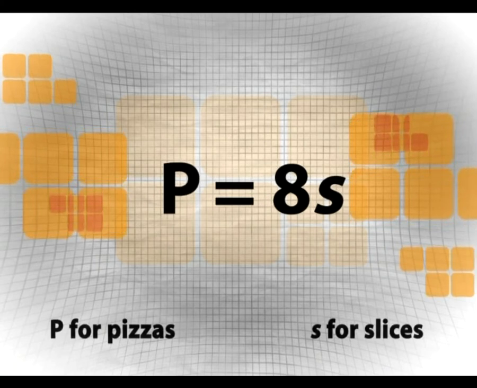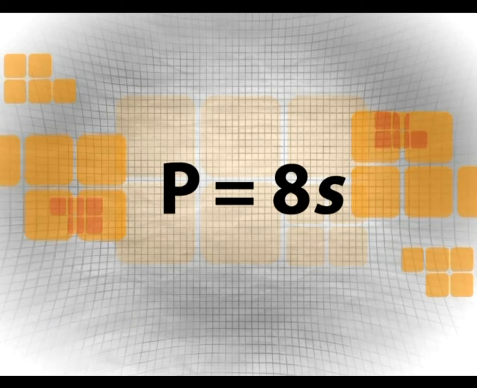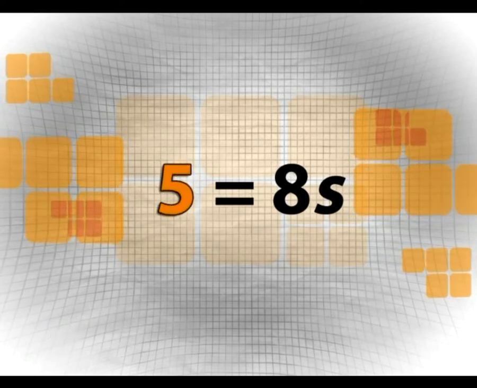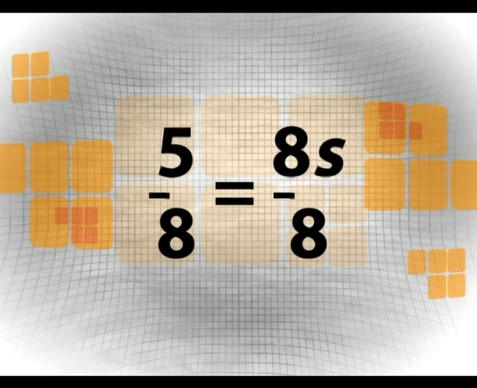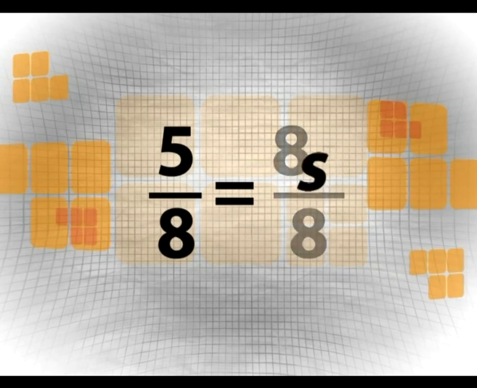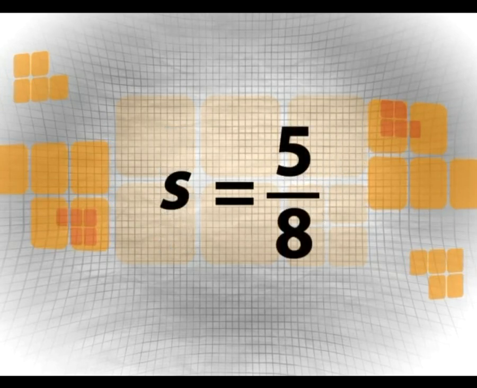But not so fast. Let's say we have 5 pizzas. Then there'd be a 5 on the left side of the equals sign for P. That would mean that 8S equals 5. If we solve for S, we get S equals 5/8. That would mean for 5 pizzas, there would be a total of 5/8 of a slice? I don't think so. This doesn't make sense because we've used our variables as labels.